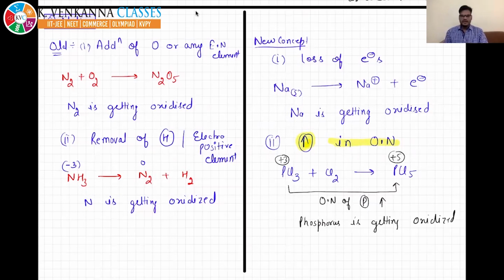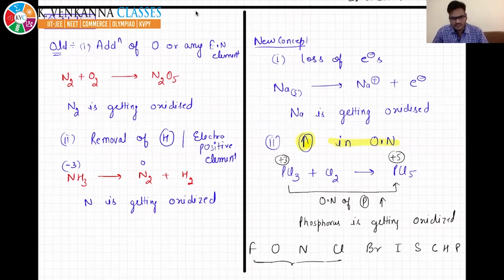To use the oxidation number method, we must know the order of electronegativity, which is remembered by a mnemonic. Then later comes phosphorus. So you can see these are the more electronegative atoms, F, O, N, then chlorine, bromine. Did you get this? What is oxidation?